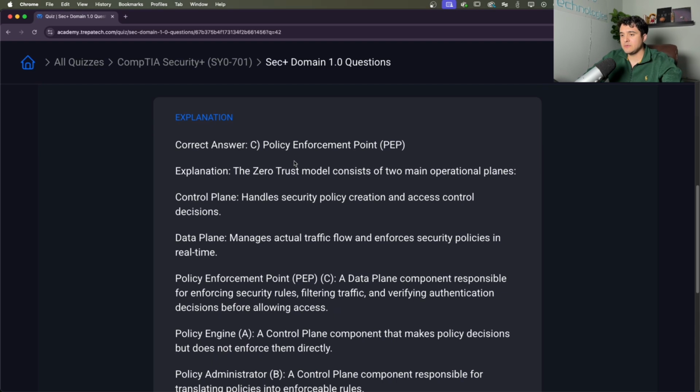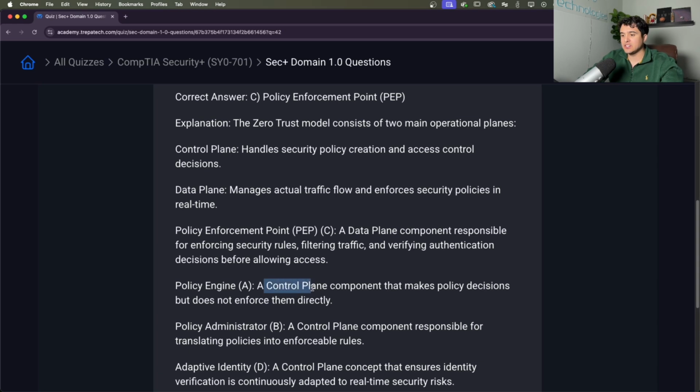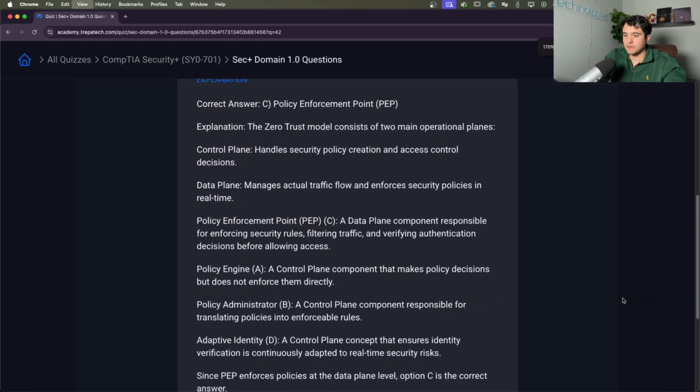So C, right? The control plane handles security policy creation and access control decisions, where the data plane actually manages actual traffic flow and enforces it, okay? The policy engine is a control plane component. That one I always get confused. I was thinking, is that representing the data plane? But it's not, right? It's actually control plane. All right, pause the video if you'd like to read the explanation.